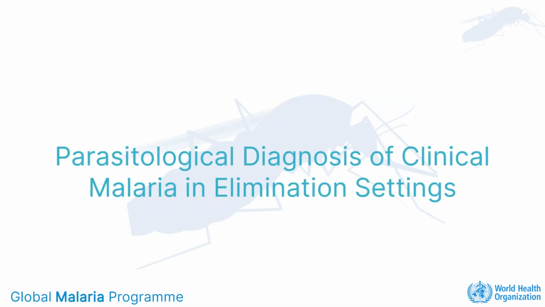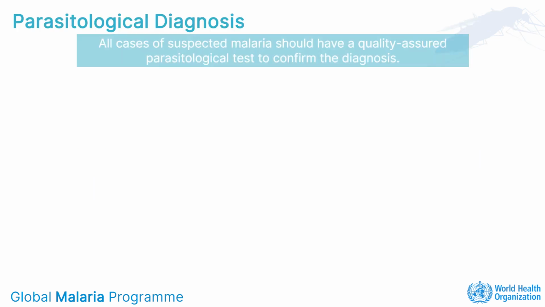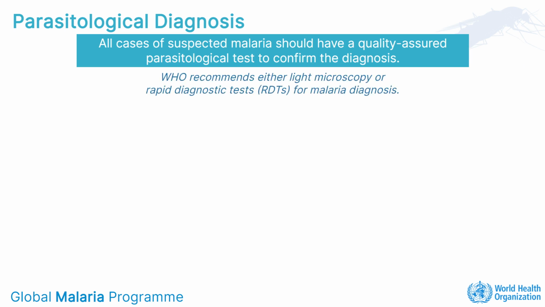The next step after a patient is suspected to have malaria is to perform parasitological testing to confirm the malaria diagnosis. All cases of suspected malaria should have a quality-assured parasitological test to confirm the diagnosis. WHO recommends two approaches for testing for malaria: microscopy of stained blood slides and antigen-based rapid diagnostic tests. At present, molecular diagnostic tools based on nucleic acid amplification techniques such as LAMP or PCR do not have a role in the clinical management of malaria or in case-based surveillance.